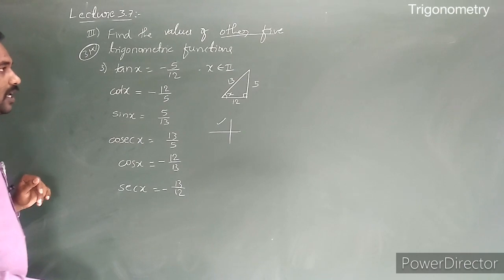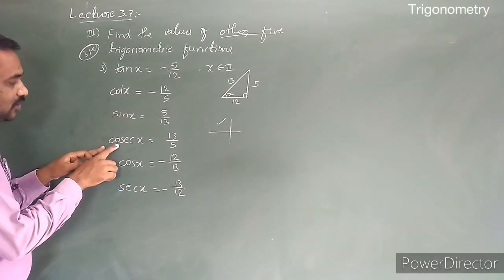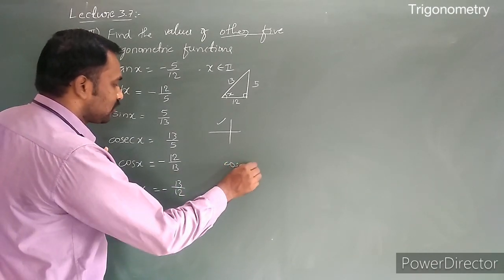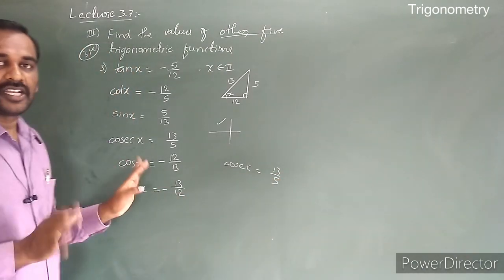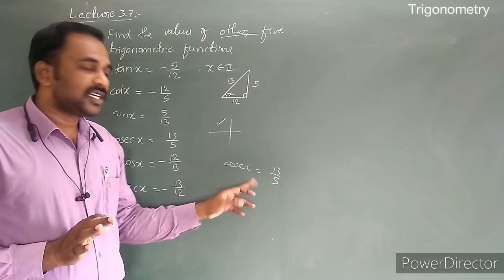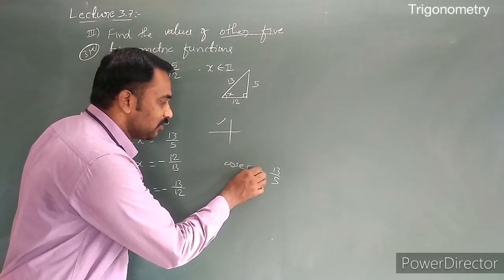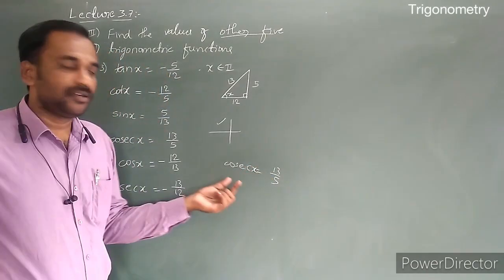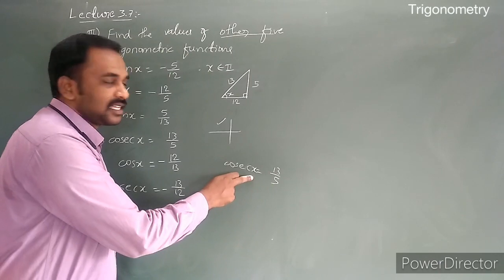In examination, while writing, most of the students neglect the angle. They write only cosec is equal to 13 by 5. It doesn't have any meaning. Cosec is just a word. Unless you write the angle, it doesn't have any meaning. So it is compulsory to write the angle.